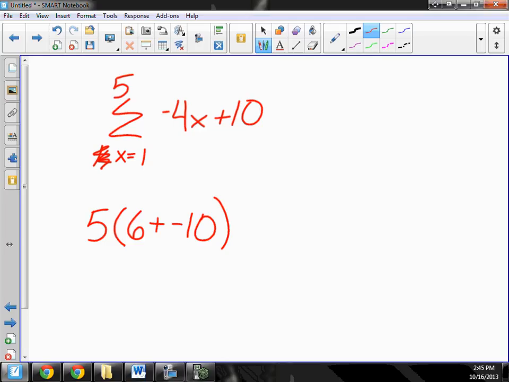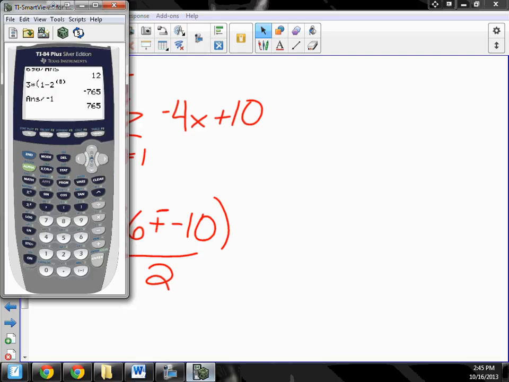No, you could, it wouldn't hurt. Or you could just put minus. Yeah, either way, it'll work. And then divide that by 2. So 5 parentheses 6 minus 10 divided by 2. Why is that so small?